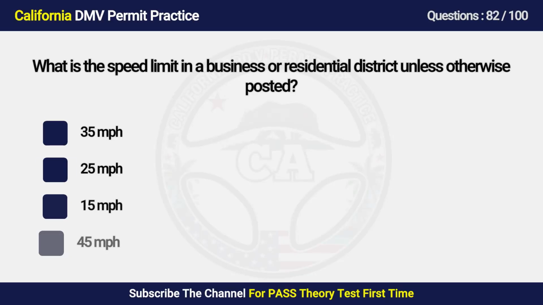Question 82. What is the speed limit in a business or residential district unless otherwise posted? A. 35, B. 25, C. 15, D. 45.